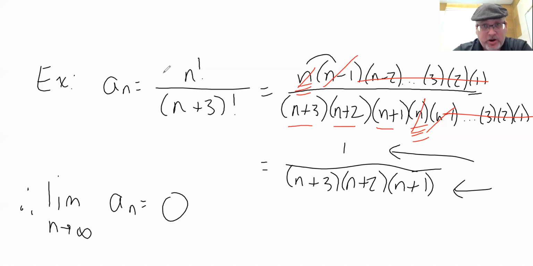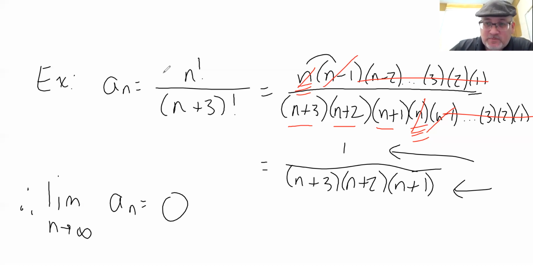The sequence converges to 0, because the fraction reduces from a ratio of factorials to 1 over n plus 3 times n plus 2 times n plus 1. So when n gets larger, the fraction collapses to 0. Wish I could say that they were all this straightforward.